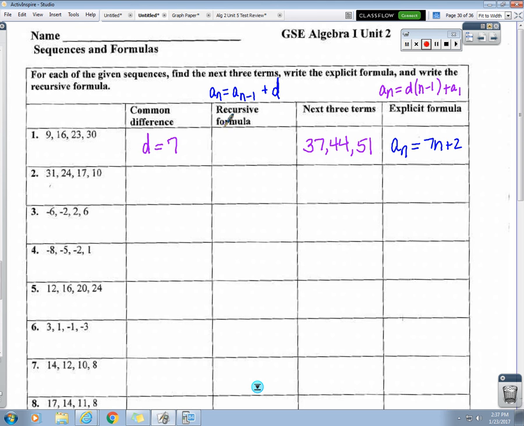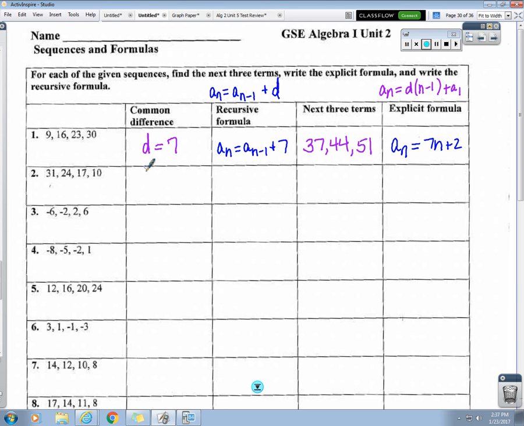Okay, so to write the recursive formula for this first problem, you will write A sub n equals A sub n minus 1 plus, what is your D? That's it, you're done. Okay, now what is that? You just write that thing? Really? No, not exactly. All you do is plug in your D. Yeah, but it's still a little bit different.